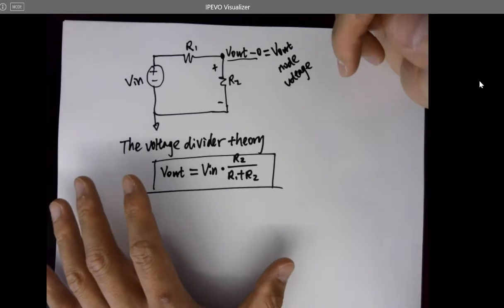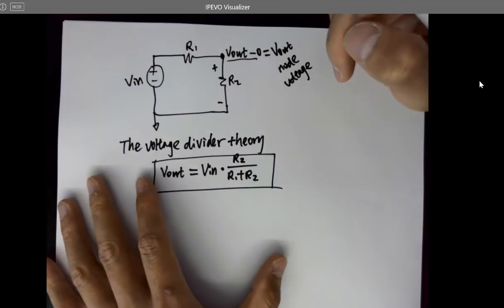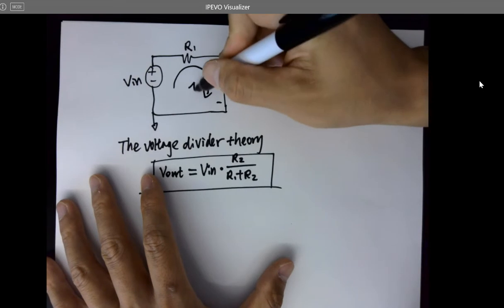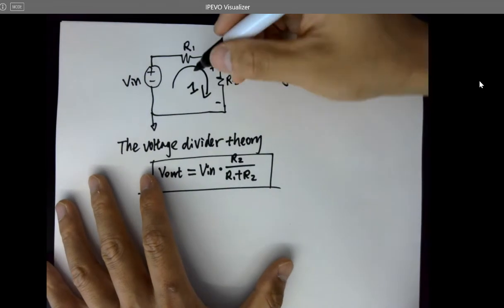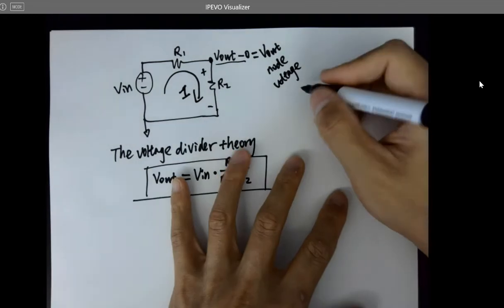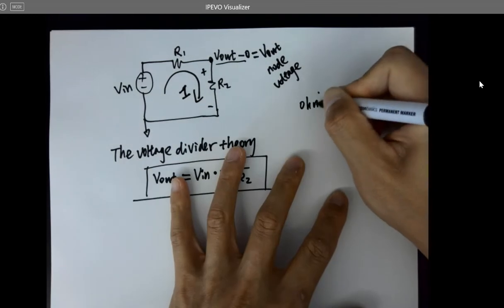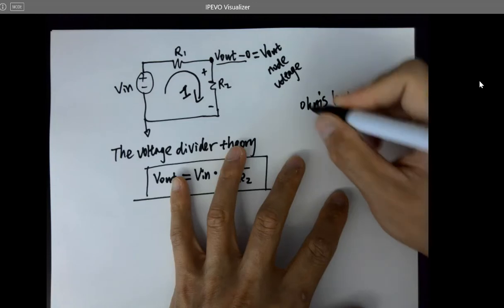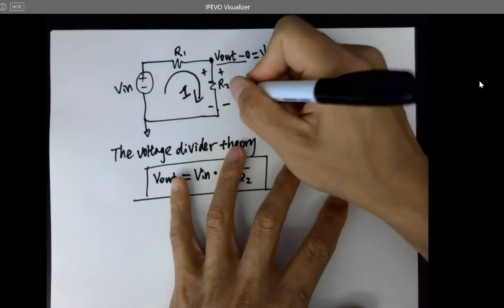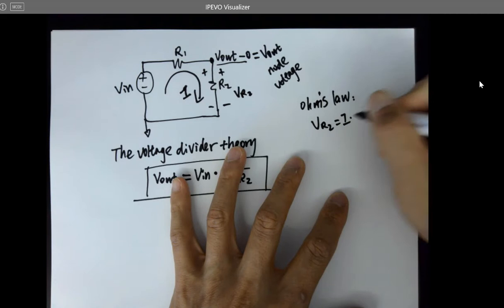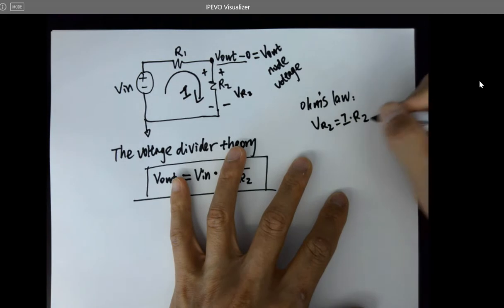Why is there a voltage drop? Because there's a current. Current is denoted as I. According to Ohm's law, the voltage across this resistor, we call it VR2, equals I times R2.